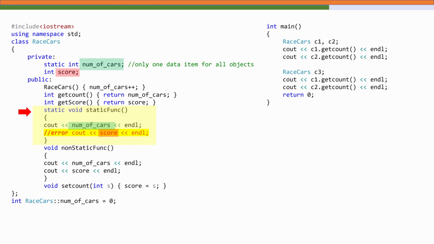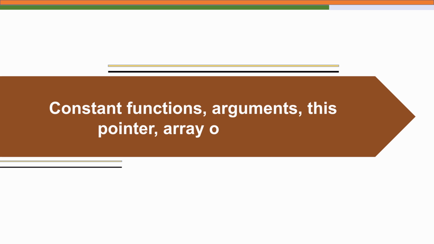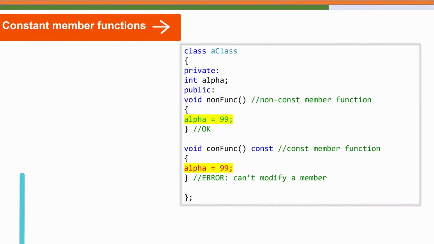So the rules apply only on static member functions. Next, let's talk about constant member functions. This is a very small and brief but important concept in C++. A constant member function guarantees that it will never modify any of the object's data members. In other words, it promises not to change the internal state of the object.